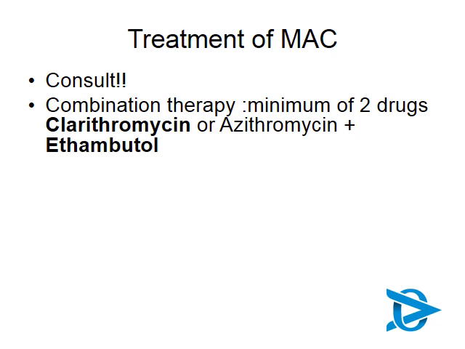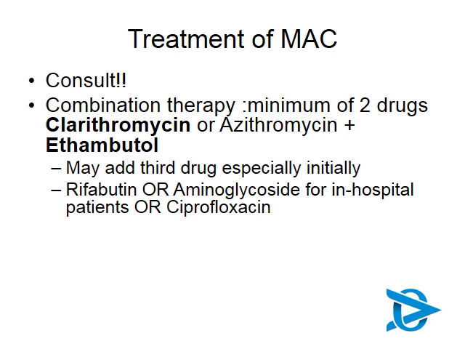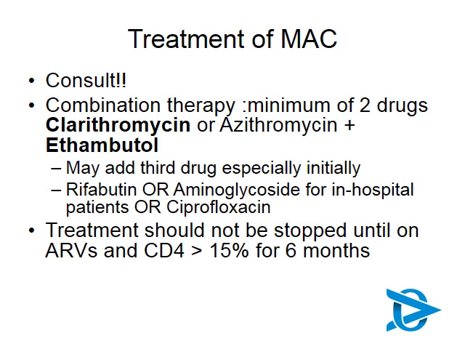So how do we treat MAC? It's very important that all of these children must be consulted with a pediatrician. They do not respond to the normal TB treatment. And we normally combine a minimum of 2 drugs, either clarithromycin or, more often now, azithromycin, as it is available these days. We combine that with ethambutol. It's great to add a 3rd drug if possible, and for that we usually use rifabutin if we have access, or one can use an aminoglycoside or ciprofloxacin. Again, you would do this only under a consultant's advice.